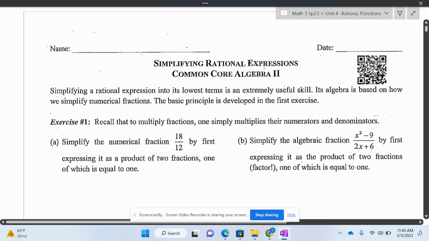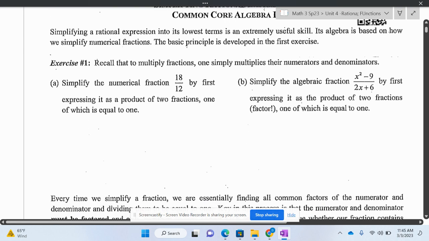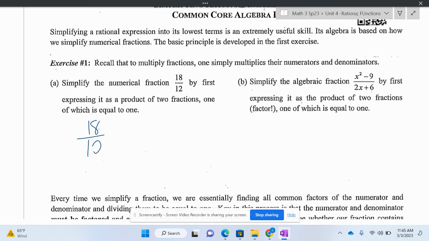So we're going to start off with something really basic, like 18 and 12. If I was asked to write 18 over 12 in simplest form, what would you do? I want you to write the fraction. It's 18 down to 2, and 12 down to 3. What are you dividing by? You're dividing each term by 6. Good job. I'm going to divide the top and the bottom by 6.